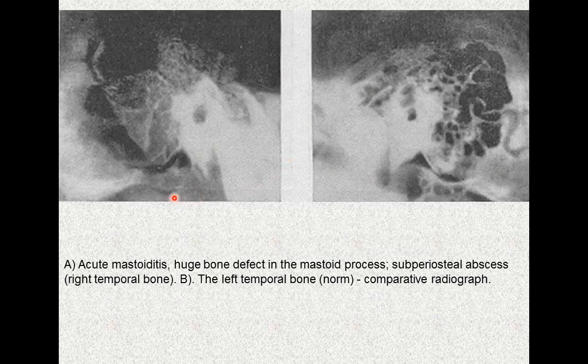This is acute mastoiditis, a huge bone defect in the mastoid process, supraosteal abscess, right temporal bone; left temporal bone normal. Comparative study: this is normal, and this is the right side with acute mastoiditis: darkening, haziness, loss of well definition, blurring, even destruction, cavity formation or supraosteal abscess.